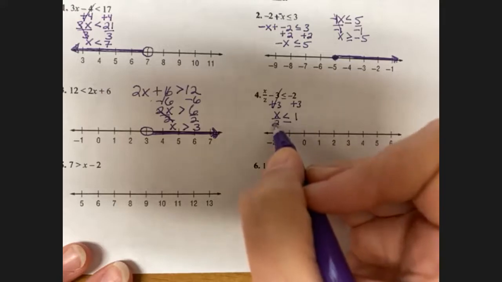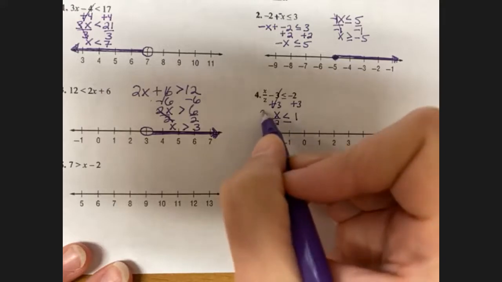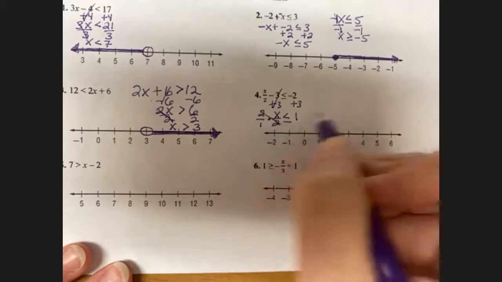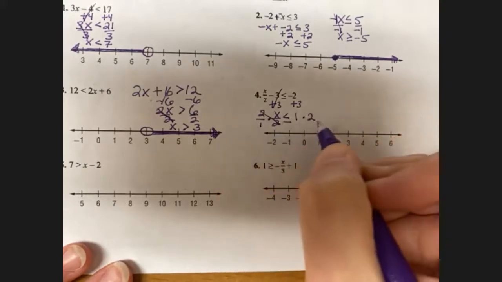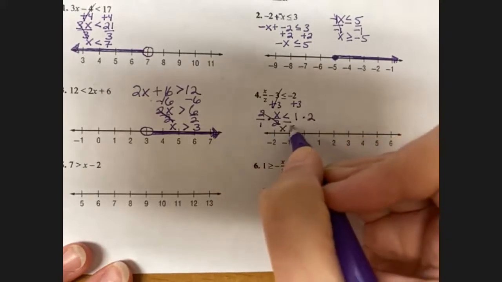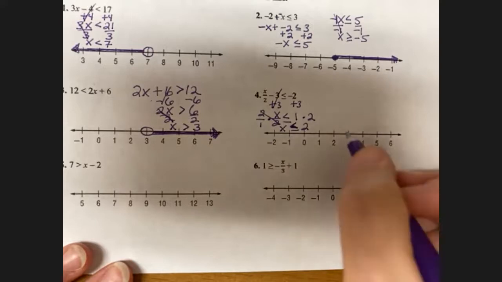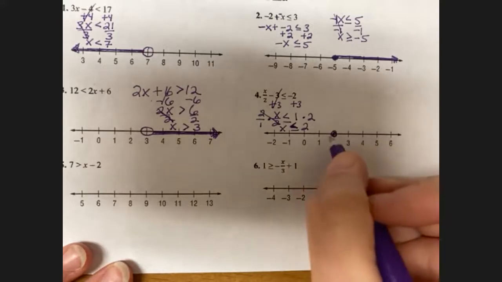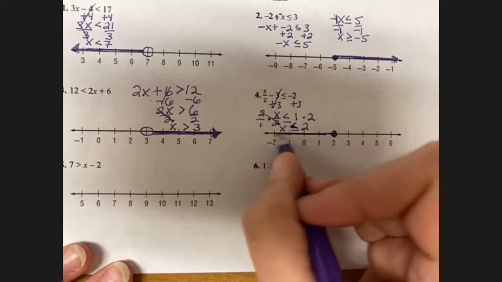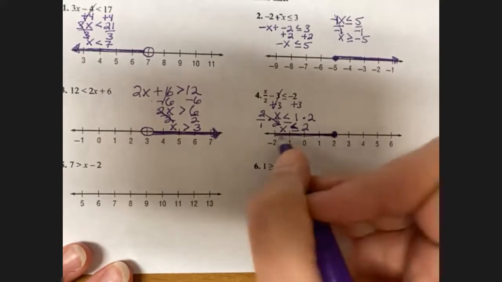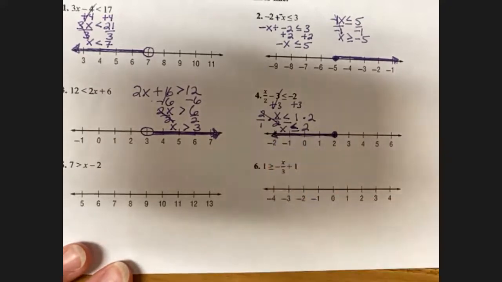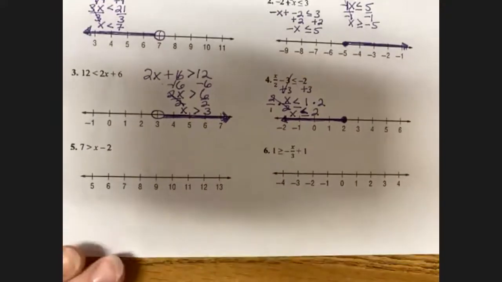To get rid of the divide by 2, I'm going to multiply by 2 over 1, the reciprocal. I multiply by 2 over here. I get x is less than or equal to 2, because 2 times 1 is 2. And then again, that's going to be a closed dot and anything less than or equal to that 2 value. And that's number 4.